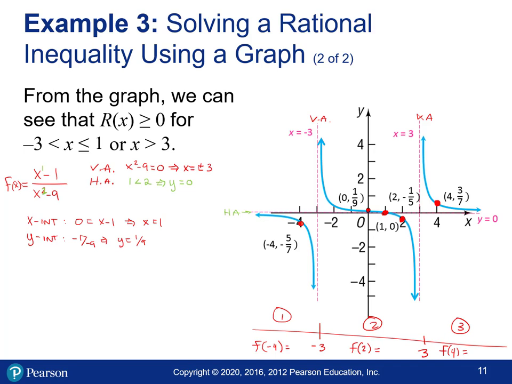Now once you have all those points, what you want to do is just follow your asymptotes. So you say, okay, I know that I have a point here, and so I'm going to approach this horizontal asymptote, and I'm going to approach this vertical asymptote. And you do that for the rest of the points.